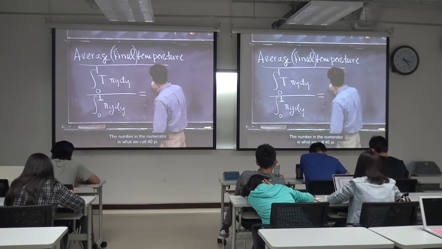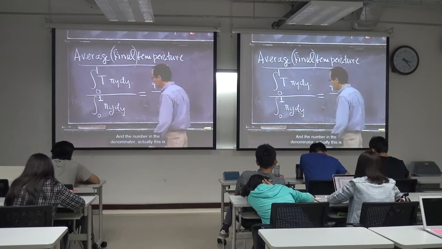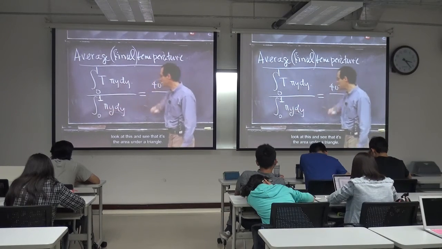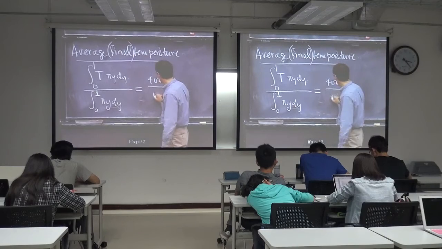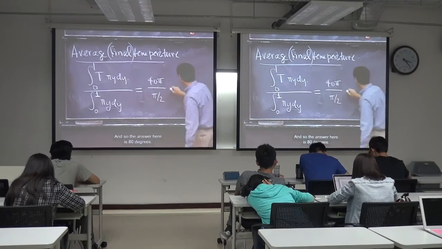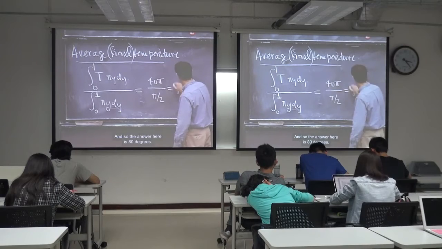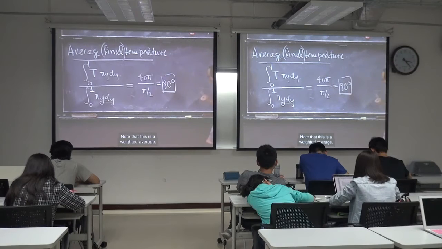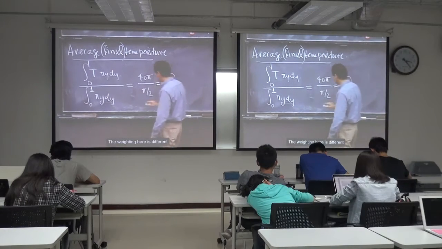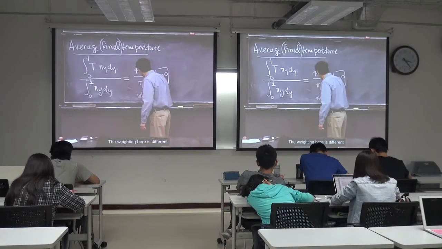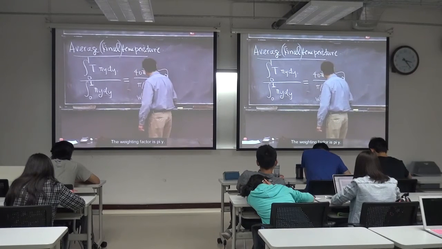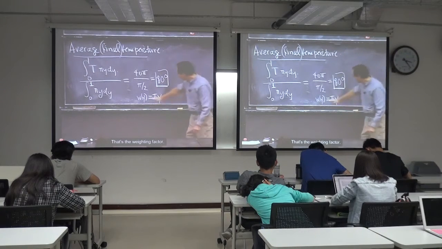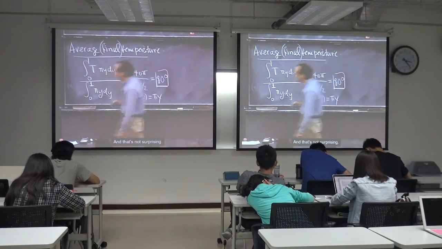The number in the numerator is what we call 40 pi, and the number in the denominator, actually, this is easier than what we did last time with shells. You can just look at this and see that it's the area under a triangle. It's pi over 2. And so the answer here is 80 degrees. This is the average temperature. Note that this is a weighted average. The weighting here is different according to the height. The weighting factor is pi times y.